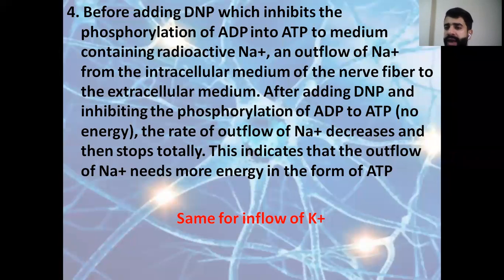Here about ATP, adenosine triphosphate, and ADP, adenosine diphosphate. DNP, we agreed, is dinitrophenol. Dinitrophenol inhibits phosphorylation, meaning it prevents ADP from turning into ATP, it prevents adding the phosphate group. So here we have differences. The outflow of Na plus ions needs more energy, and this energy should be supplied in the form of ATP.